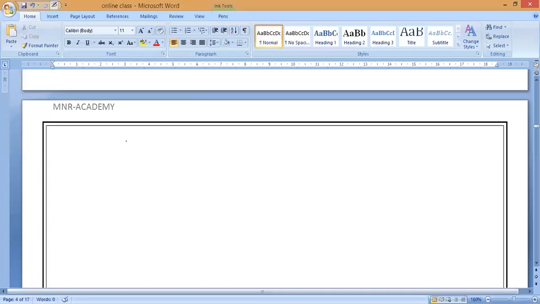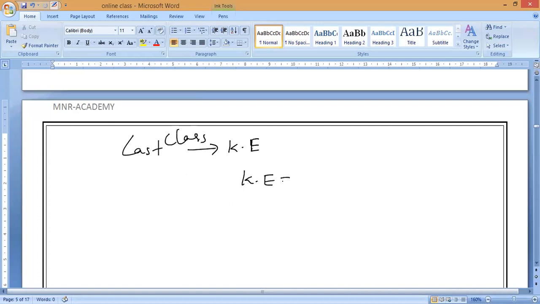Now, as we know, in the last class we derived the formula for kinetic energy. Is it yes or no, guys? Kinetic energy, we have derived the formula. Kinetic energy is equal to what? Kinetic energy is equal to half mv square. This is what we have found.